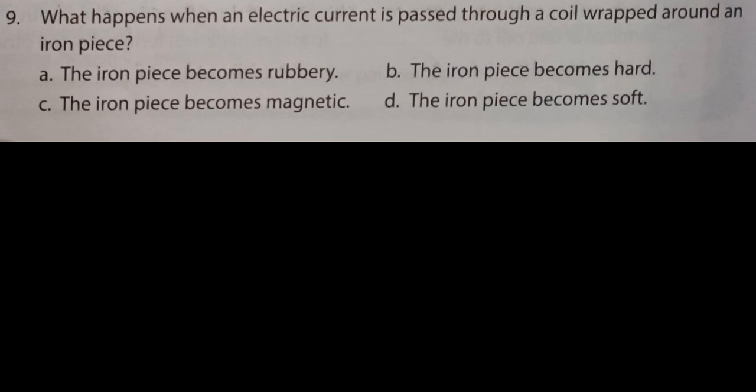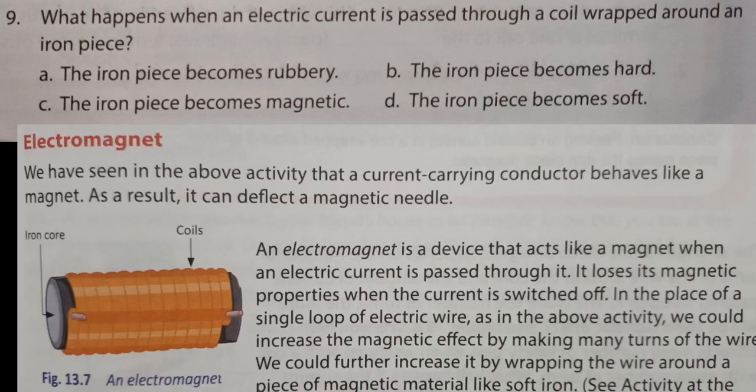Question 9. What happens when an electric current is passed through a coil wrapped around an iron piece? The options given are A, the iron piece becomes rubbery. Option B, the iron piece becomes hard. Option C, the iron piece becomes magnetic. Option D, the iron piece becomes soft.